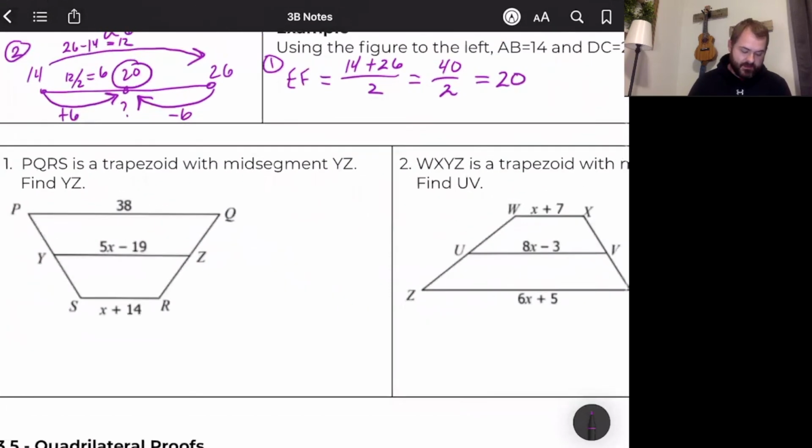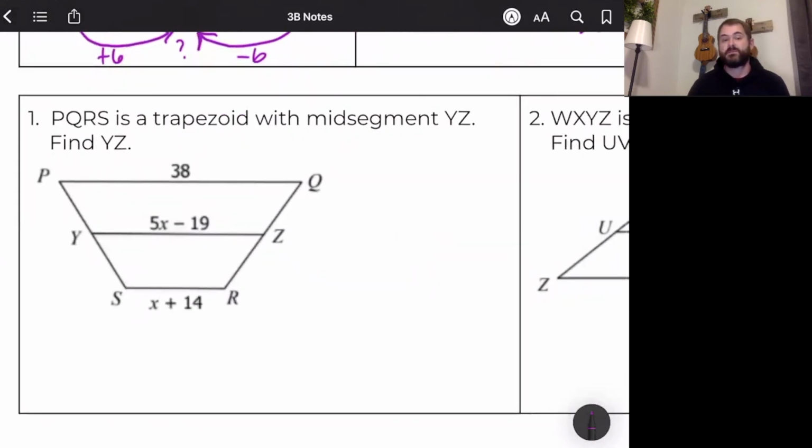All right, now on these next two examples, though, we do have to just basically set up an equation because they give you some algebraic expressions for the lengths here. Now we're told that in this trapezoid, YZ is the midsegment. We could even mark these as congruent and these as congruent, but we're looking for the value of that midsegment. That means first I need to know the value of X.